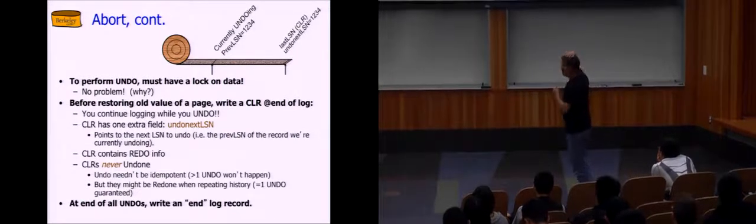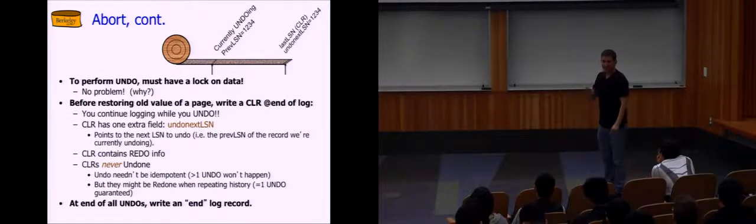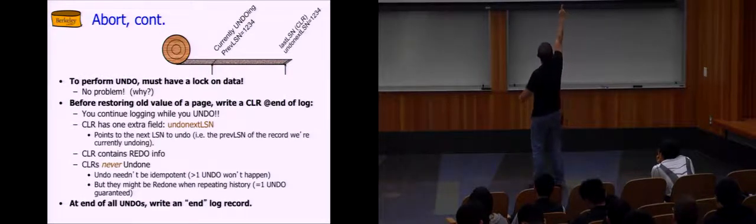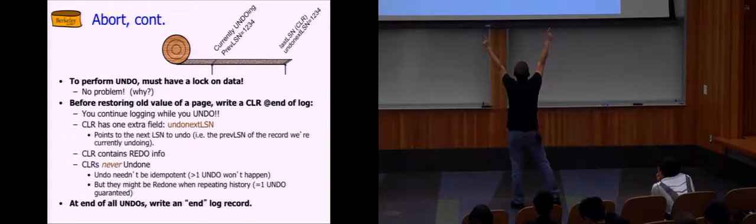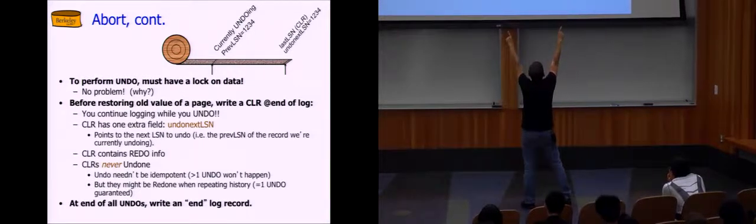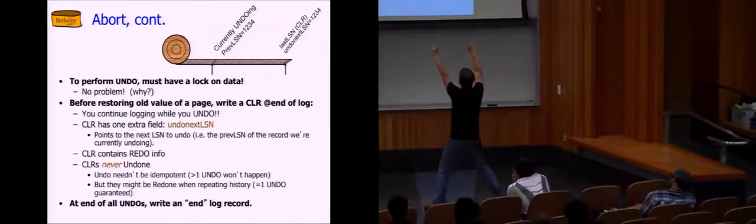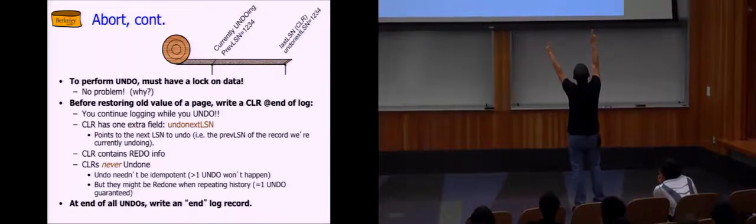What is the undo next LSN? The undo next LSN is the prevLSN of the log record we're undoing. It's the thing we have to undo next. So this log record right at the end corresponds to this one we're undoing, and it keeps track of what this one says should be undone next, which is its prevLSN. And that's this guy's undo next LSN. Make sense? So the undo next LSN is a copy of the prevLSN of the log record that this thing is undoing.